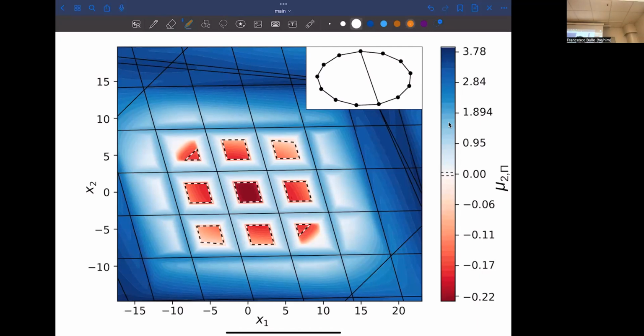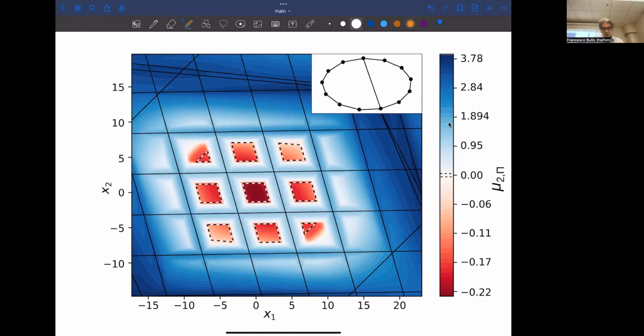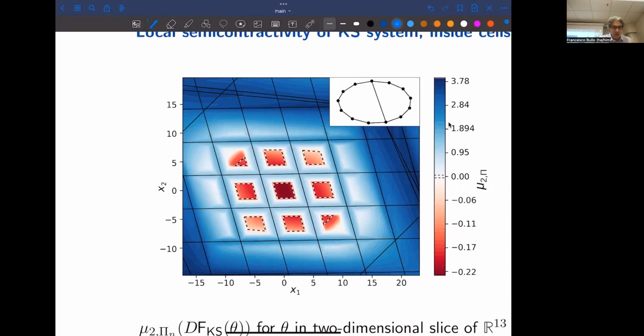Just a subspace. And at each point of the subspace, we are going to plot the key quantity that I have been talking about for a while now, mu of the Jacobian of f, which is a function of theta. Theta really lives in the torus to the 13th because there are 13 nodes. But then what I do is I pick theta in a 2-dimensional subspace.